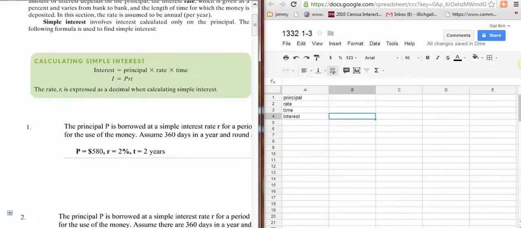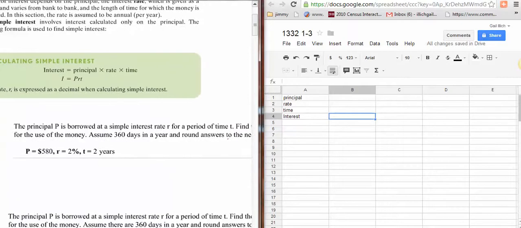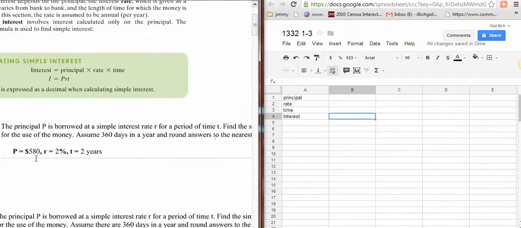It says the principal P is borrowed at simple interest rate R for a period of time T. Find the simple interest owed for the money, assume 360 days. Okay, all right, so we've got $580, 2% interest, 2 years. So this is just as easy as it looks. Put your 580 in for P, because that's your principal. Your rate is 2%, so you can either type it as a decimal, which would be 0.02, or you can let the Google spreadsheet understand that it's a percent. I like to do it that way. And the time T is 2 years.